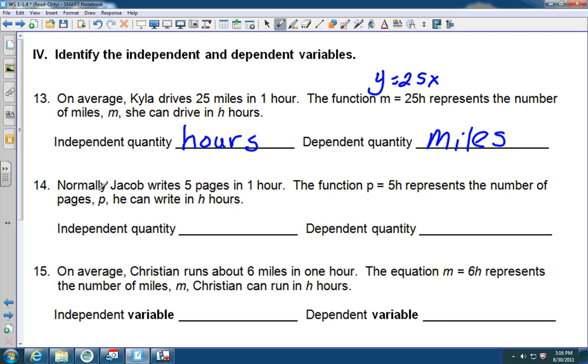Next, normally Jacob writes 5 pages in 1 hour. You got the function P equals 5H, and that means P is the number of pages and H is the number of hours. Okay. Y equals 5X. X and H are in the same spot. Well, H is also the number of hours. Independent quantity, write it in words. You should have hours. Dependent quantity, the result is how many pages he gets done.